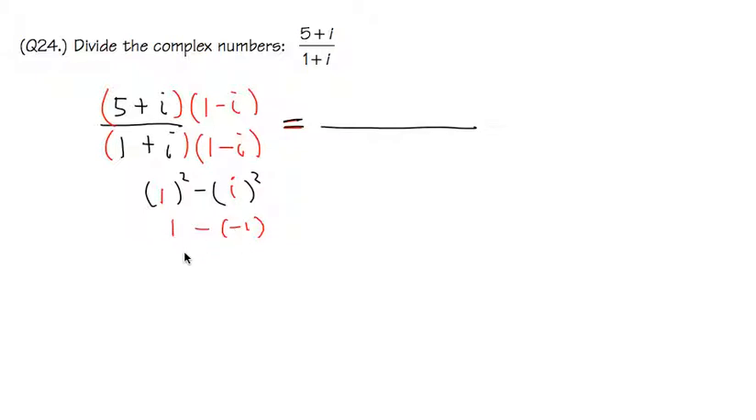And on the bottom, what you have is 1 plus 1. Negative times negative is positive. And of course, 1 plus 1 is equal to 2. Just like that. So you have a 2 on the denominator.